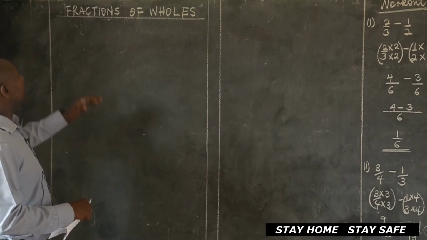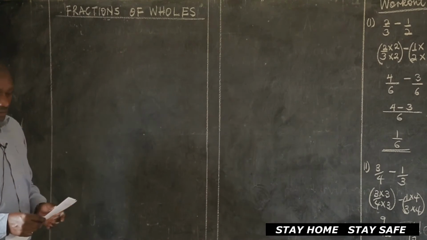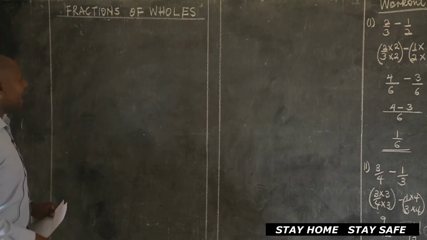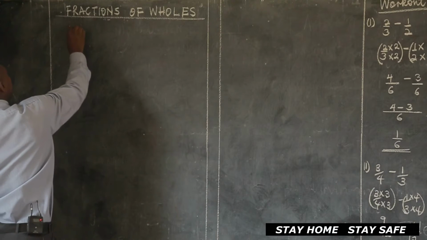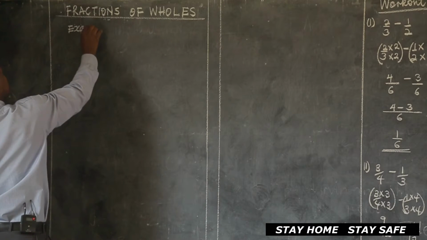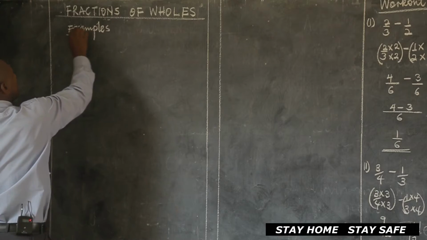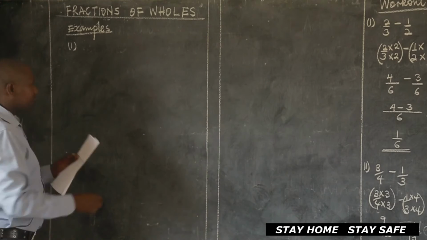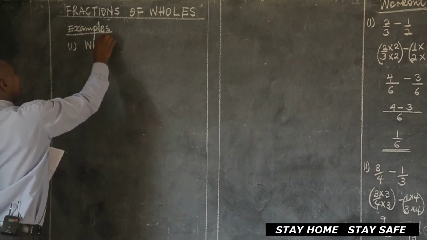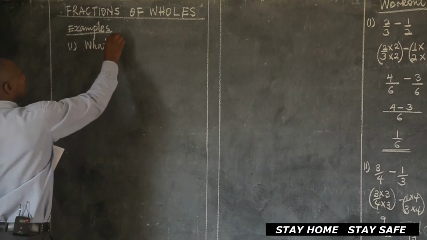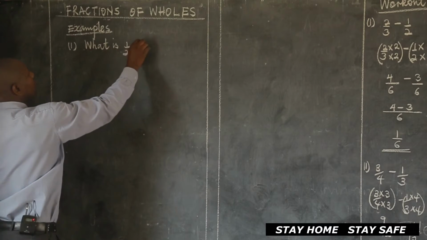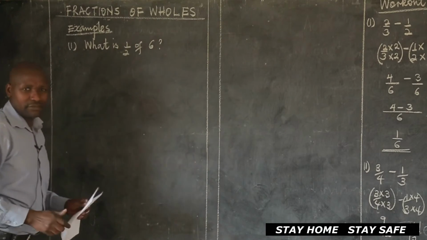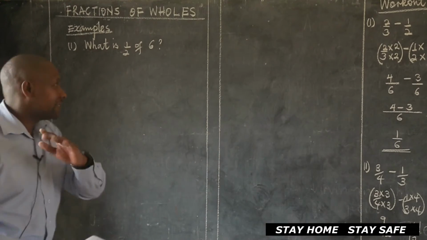If we have to say fractions of a whole, or fractions of wholes, what exactly are these people talking about? How is it going to look? Let's take an example. My first one is telling me: watch very well, what is a half of 6 wholes? Somebody is just asking you, as simple as that.